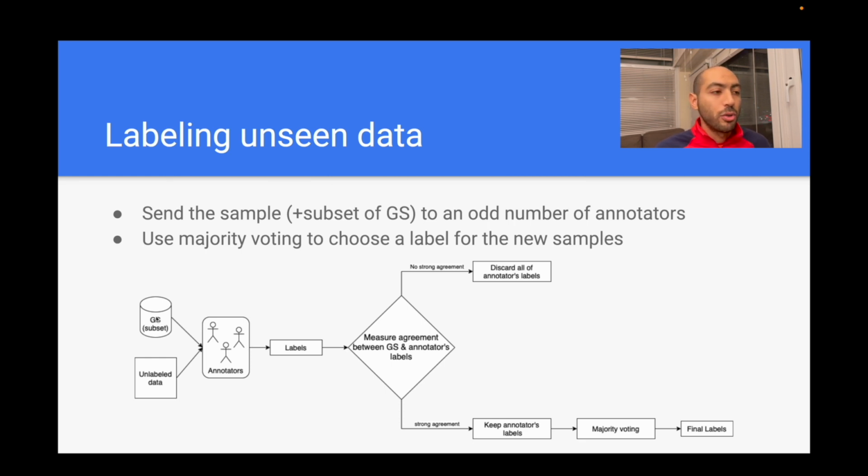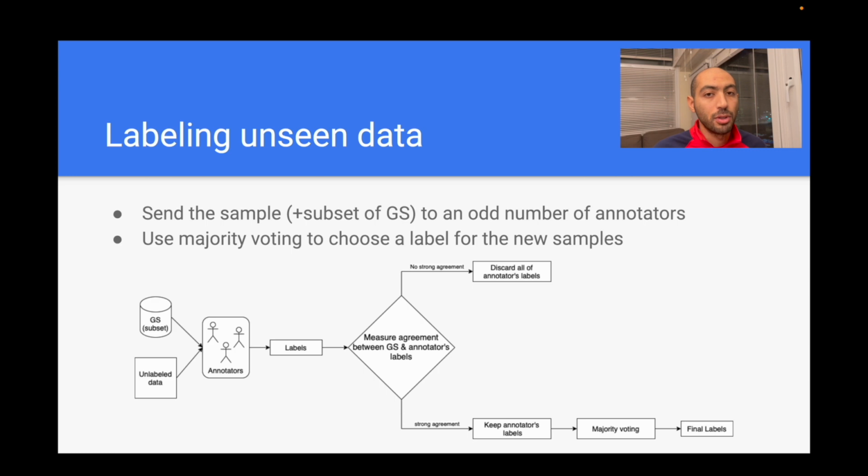Now that we have a good view of the different components, let's talk about the whole process. This is the testing process. We want to label this unlabeled data on the bottom left. We augment it with a golden standard subset, something the annotators have not seen before during training, validation, or in the guidelines. We pass it to an odd number of annotators who produce labels. We then measure the agreement between the golden standard and the annotators' labels. If there is no strong agreement, then we discard all annotators' labels. This is key.